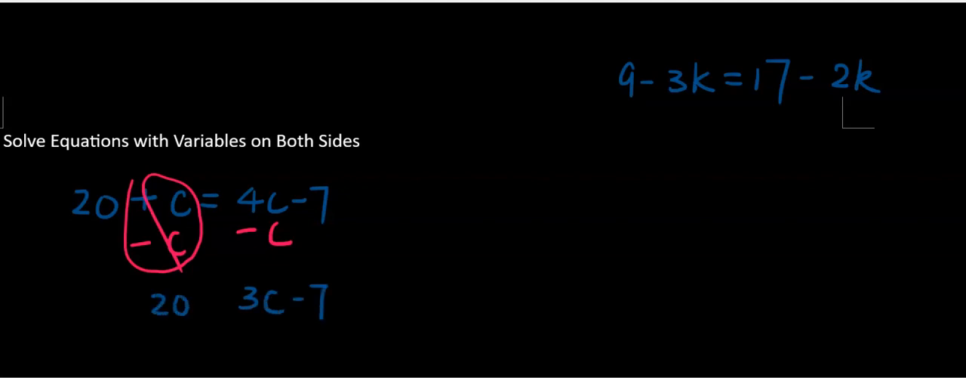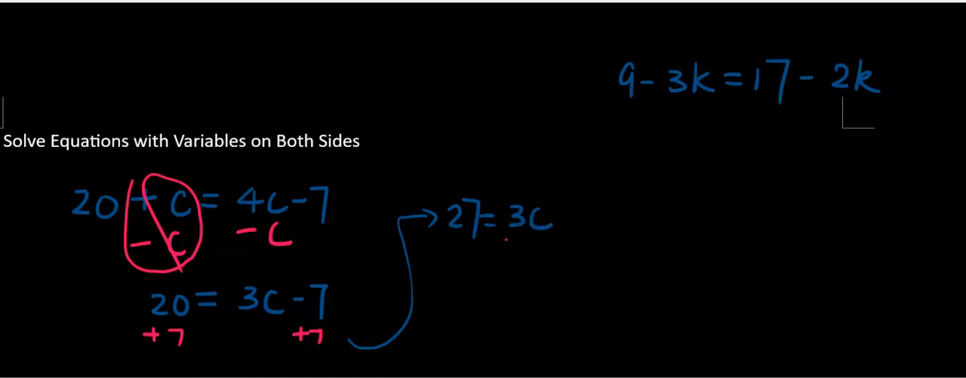Rewrite. Since your variable stays on your right-hand side, we can have this constant stay on the left-hand side. Therefore, I'm going to add 7, add 7. I ran out of space here, so I'm just going to write down here. Then I have 27 equals 3c.